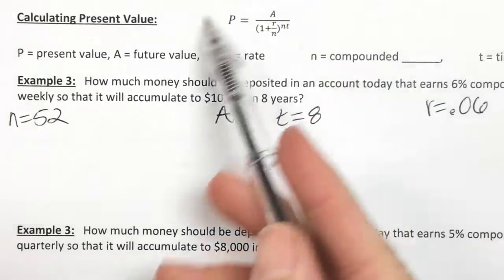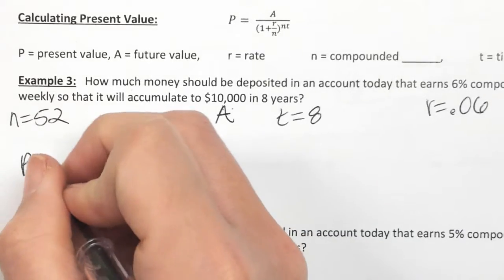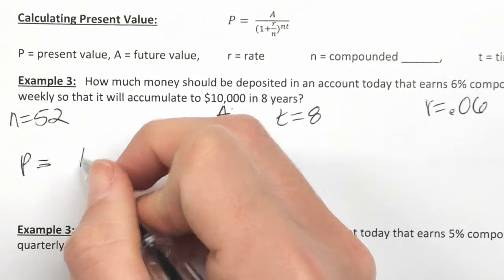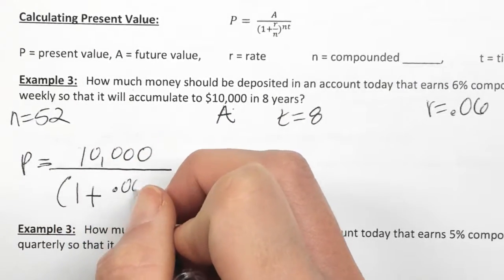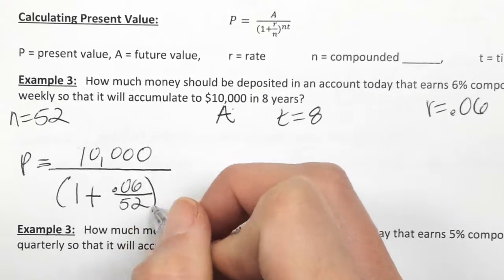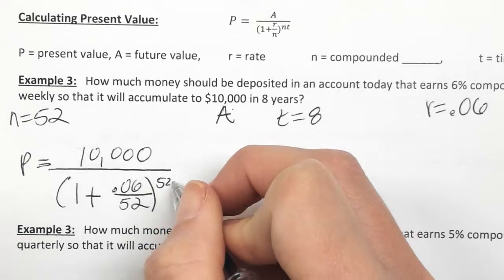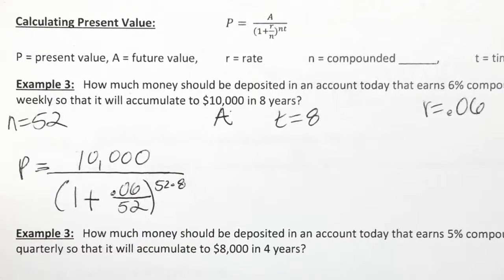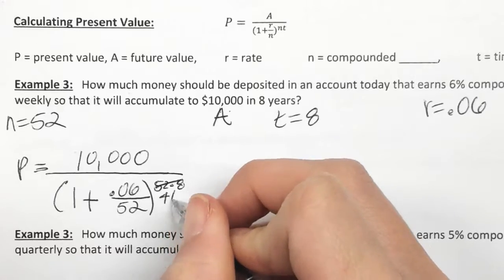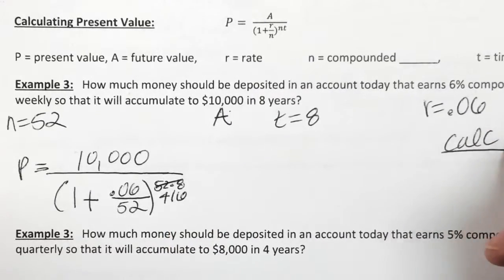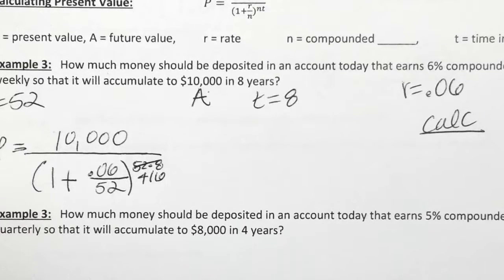Alright, all we have to do is plug it into this formula. So we have P equals, A is what? 10,000 divided by 1 plus 0.06 over 52 raised to the 52 times 8 power. And I'm going to tell you what to type in first in your calculator, okay? Let's go ahead and find 52 times 8. That's going to be what? 416.